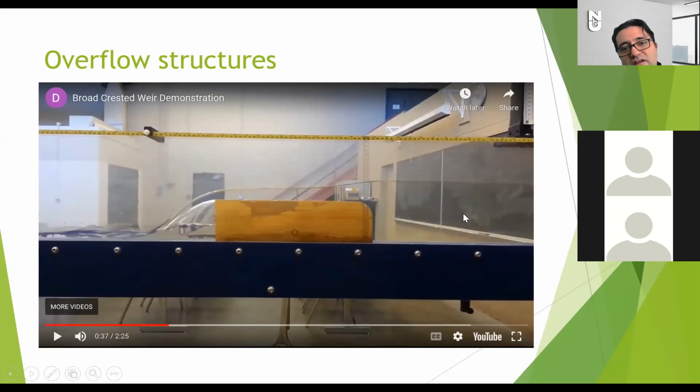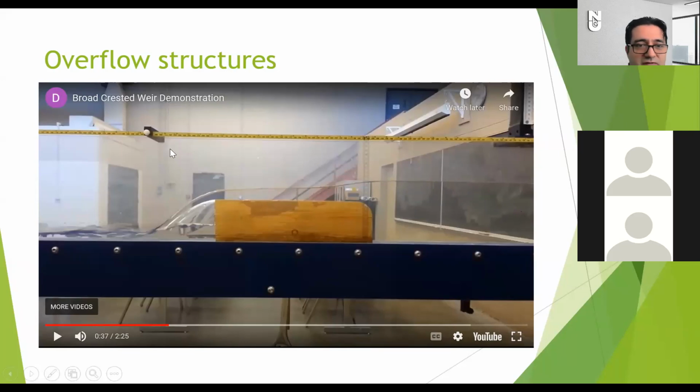Okay, this is exactly the point we are going to highlight today, and have a look at that. This is a broad crested weir, and water is passing over it. And this is the depth of the water, but while it is passing over the weir, see that there's a fall in the depth. So it's not going up, but just the opposite, it is going down. It's quite interesting, isn't it?